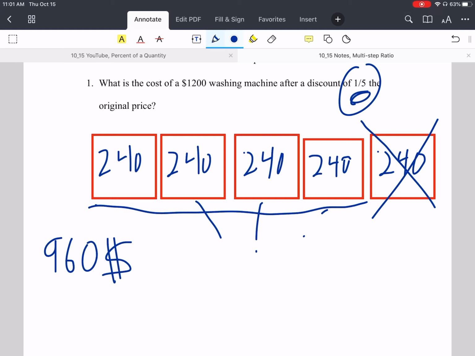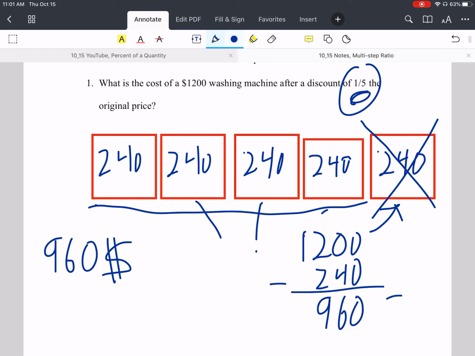Another way you can think of it is if we have $1,200 as our original price, we could subtract whatever 1/5 of the price is, and we could subtract 240, and that would leave us with our same answer of $960. So if a washing machine costs $1,200 and you get a discount of 1/5 off, you are going to be paying $960.